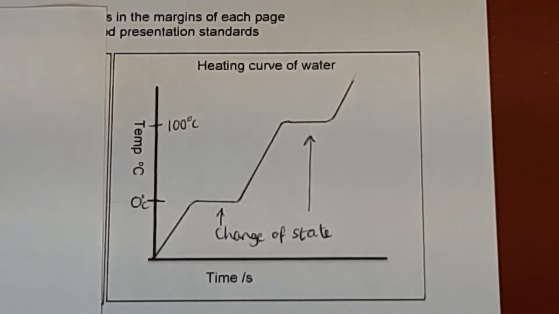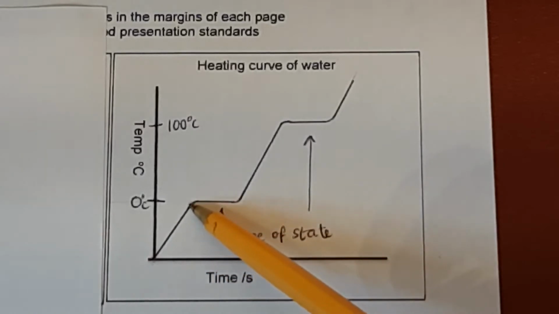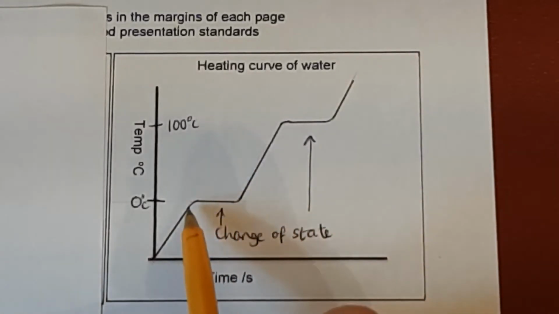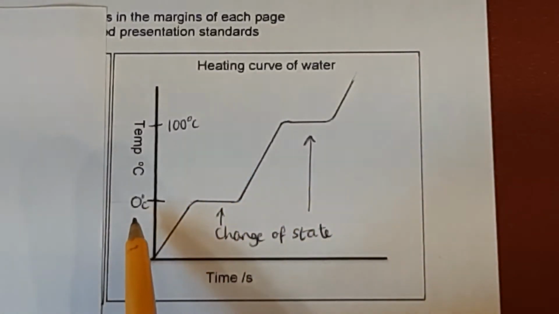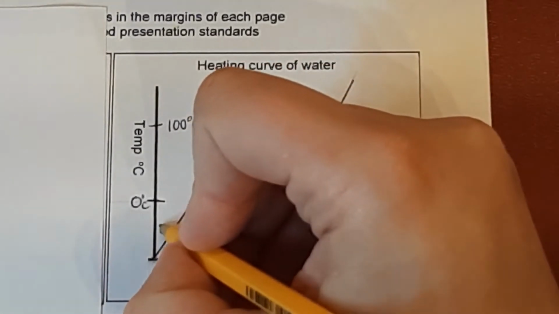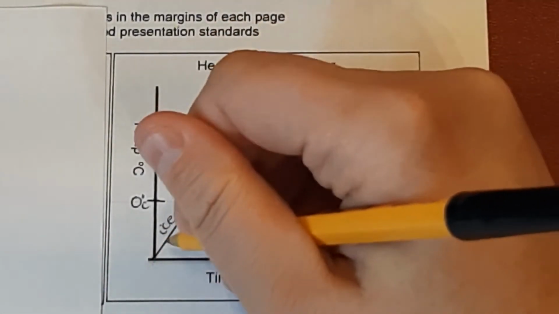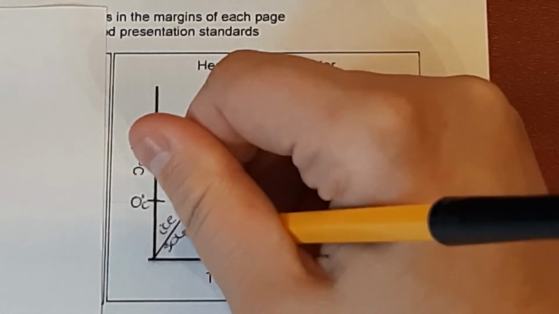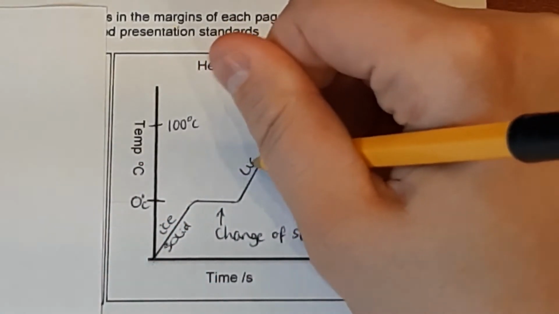So here we have the heating curve of water, and it's getting heated, or it's warming. The first change of state happens around about 0 degrees Celsius, which is going to be from solid ice to liquid water. So you can write along here if you like what state we are at. So we've got solid ice. Ice is a solid. Then we've got liquid water here.